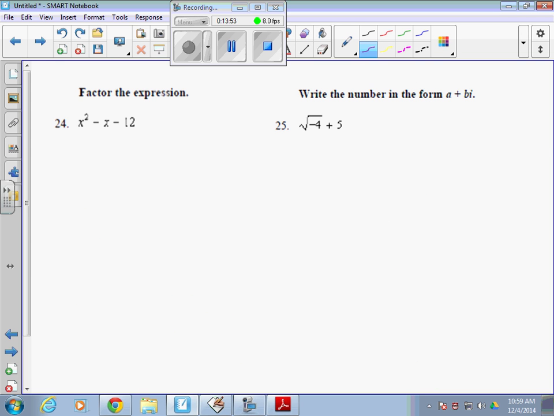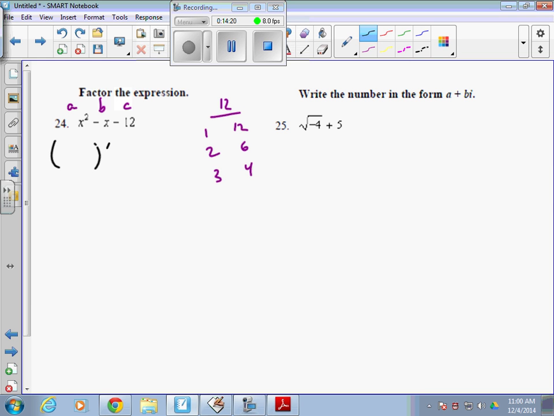Number 24: Factor the expression. Remember, this is ax squared plus bx plus c. It's been a while since we said that, but now that that's changing. You're factoring out c, 12. Remember, it's 1 and 12, 2 and 6, 3 and 4. Which pair of those numbers will get you to b's value 1? Remember, 1 and 12 is either going to get you to 11 or 13. 2 and 6 is going to get you to 4 or 8. It has to be 3 and 4.